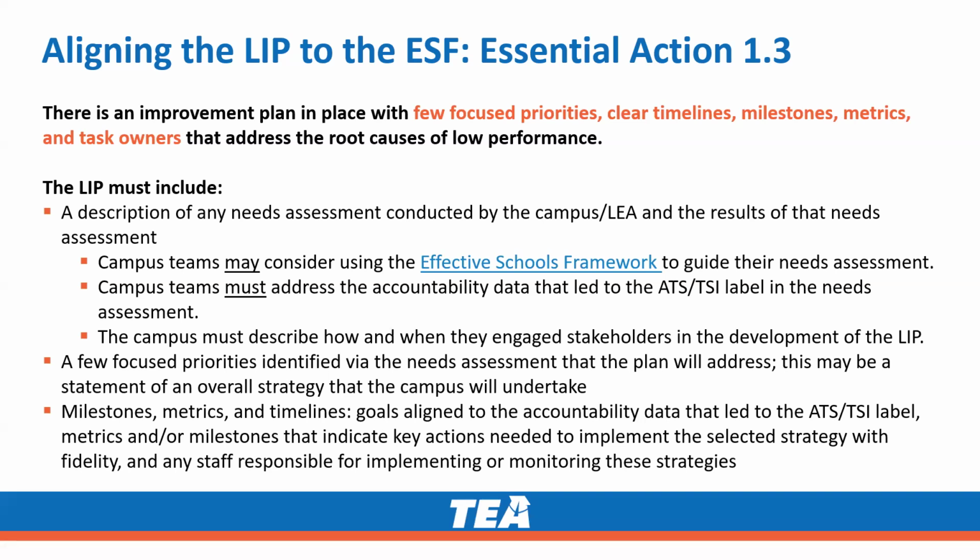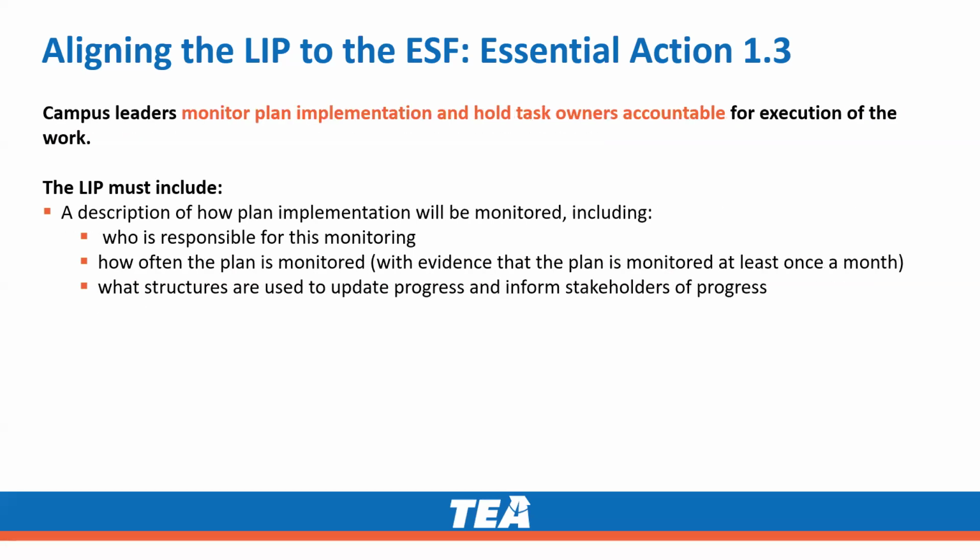So in this part of the plan, it's got to be really clear, if you've got that overall statement of your strategy, exactly how you're going to implement that, who's responsible for implementing it, and what the milestones are that those folks need to meet throughout the school year to show that you're implementing that with fidelity. And then ultimately you need student outcome goals that are aligned to the accountability data that led to the label.